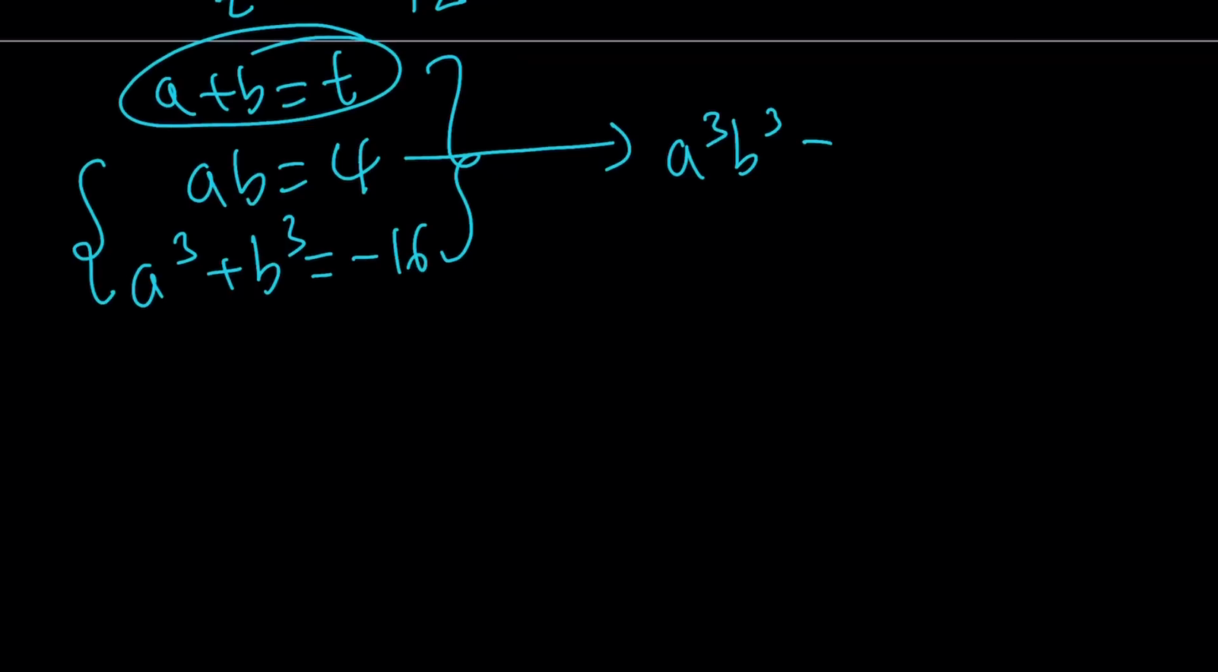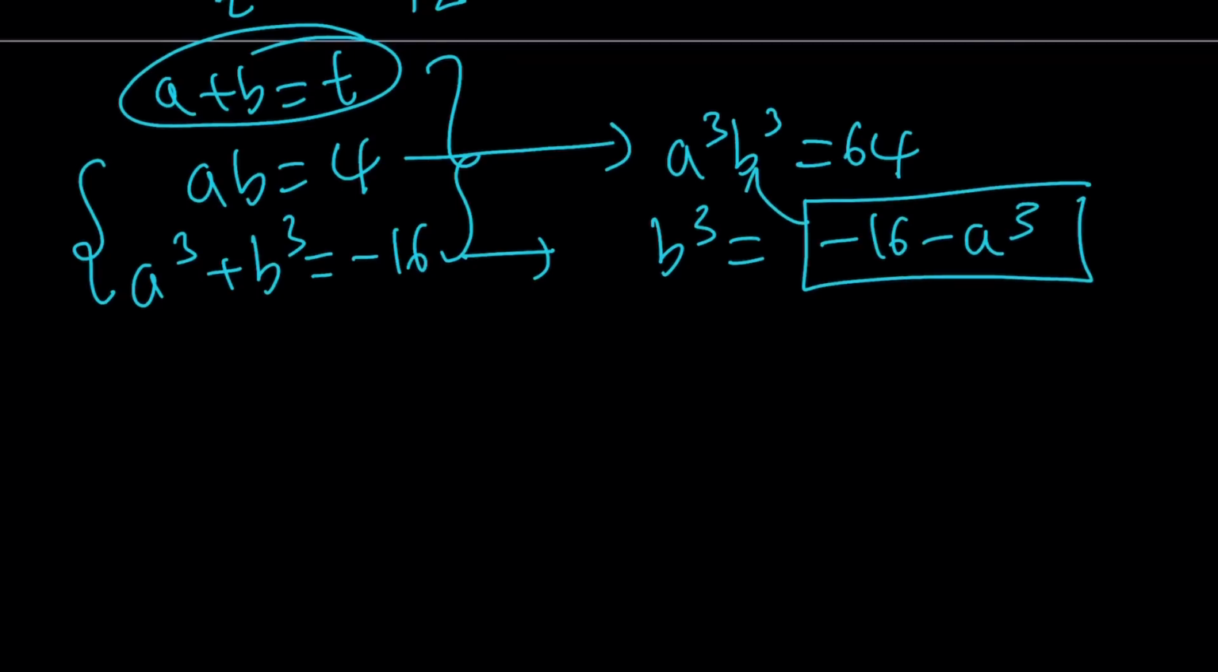Write this as a cubed b cubed equals 64. And then in the second equation, you can isolate b cubed and write it as negative 16 minus a cubed. And then you can go ahead and plug it in here, and that is the cubic formula in a nutshell. So go ahead and replace b cubed with negative 16 minus a cubed. That is equal to 64. This gives you the following.